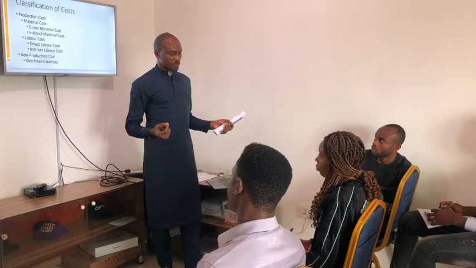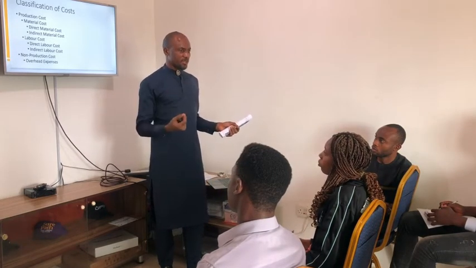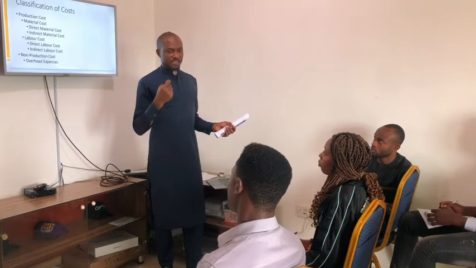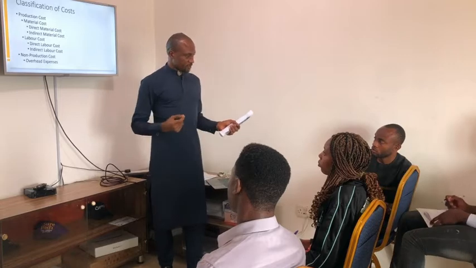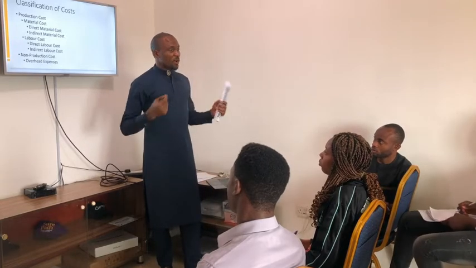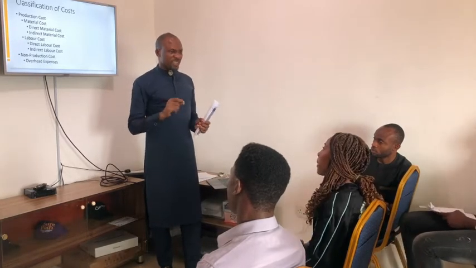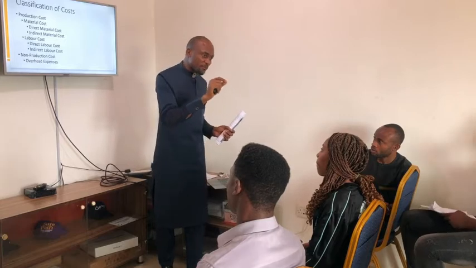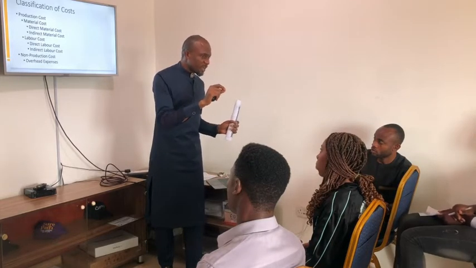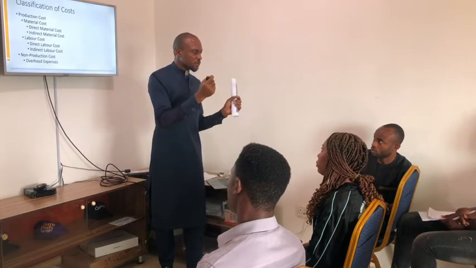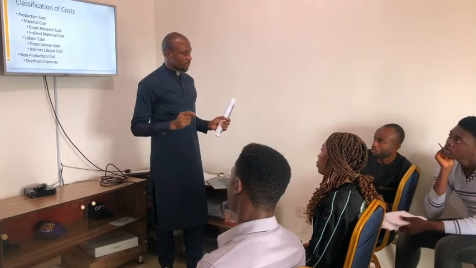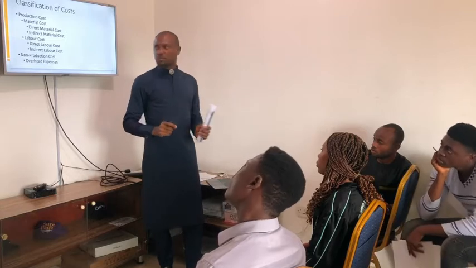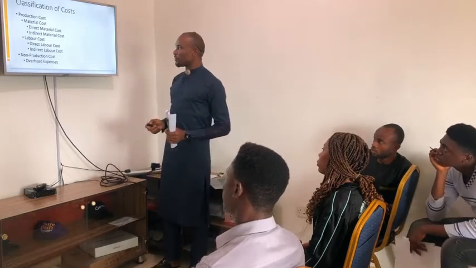For example, if I'm making a dress, I can trace the cost of a fabric to the particular dress I am producing. Isn't it? But there are also other costs that are not directly tied to that particular fabric, that material. These are costs that are so small sometimes, and they affect so many other things that we are doing in the organization. Are we clear? Then we also have the labor cost.